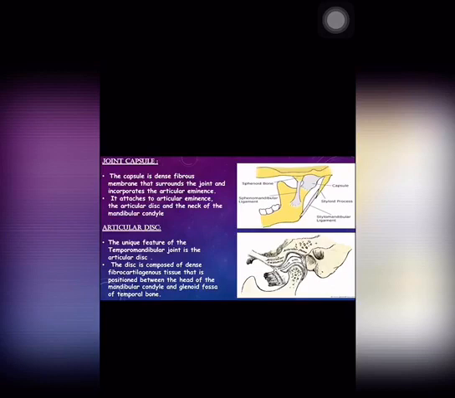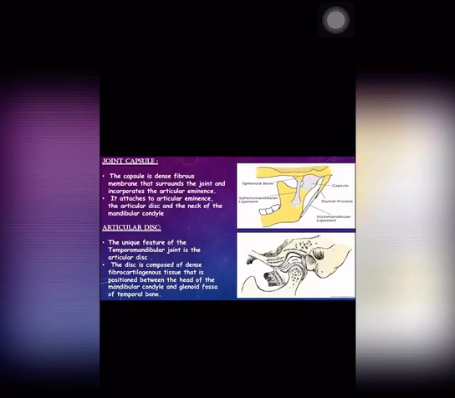First, the joint capsule. The capsule is a dense fibrous membrane that surrounds the joint and incorporates the articular eminence. Articular eminence is the bony eminence on the temporal bone in the skull. It attaches to the articular eminence, the articular disc, and the neck of the mandibular condyle. In the picture, you can appreciate the capsule.